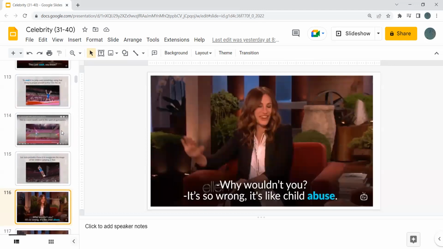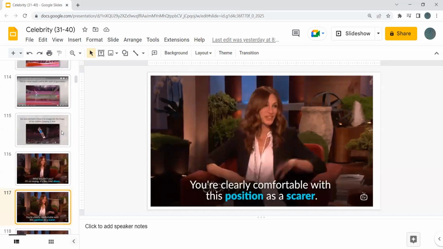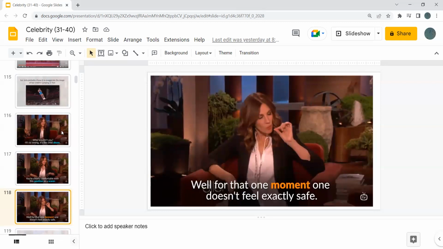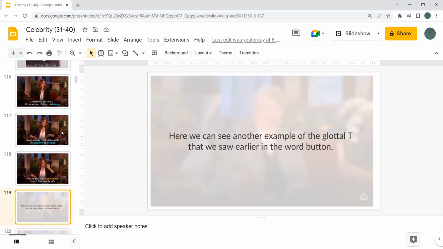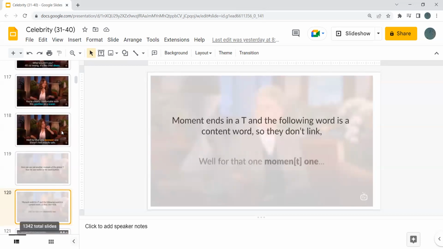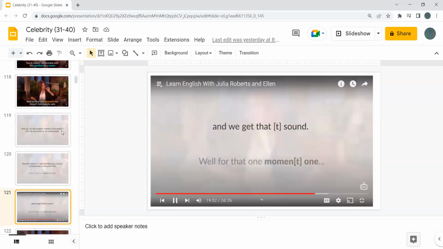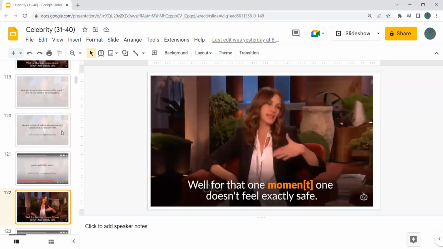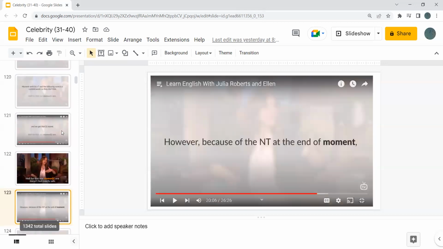Why wouldn't you? It's so wrong. It's like child abuse. You're clearly comfortable with this position as a scarer. Well, for that one moment one doesn't feel exactly safe. Here we can see another example of the clarity that we saw earlier in the word buttons. Moment ends in a T and the following word is a content word, so they don't link. Moment. And we get that T sound, moment. Well, for that moment, one doesn't feel exactly safe.